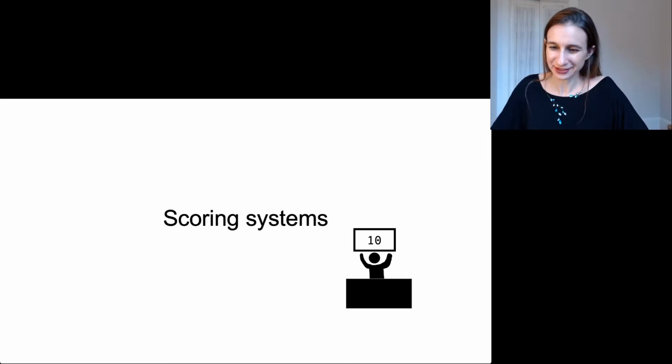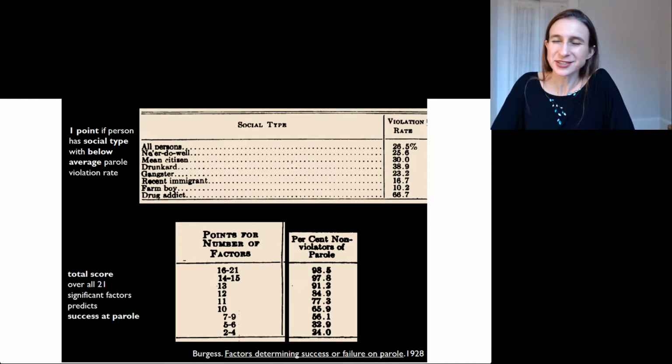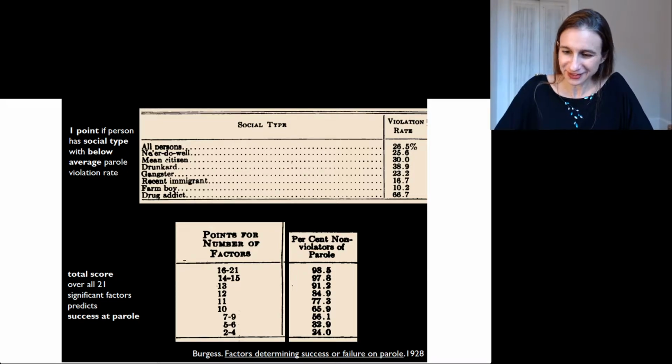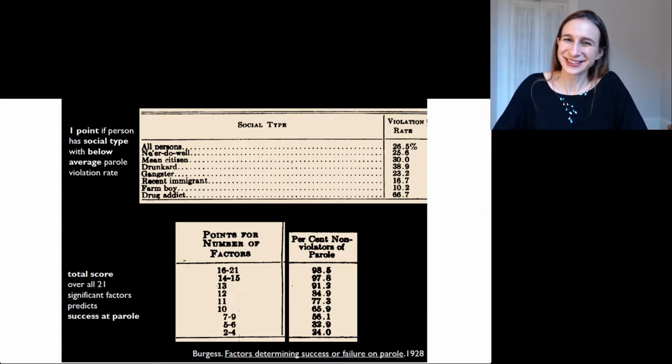So the next topic is scoring systems. And scoring systems have been used for about 100 years in criminal justice. This is the Burgess model from 1928, and it's pretty funny. So it would add up points for various aspects of your criminal history and then translate into some risk of success or failure on parole. Obviously, this isn't a machine learning model. It's not data-driven exactly. And they grouped people into interesting categories like mean citizen and ne'er-do-well and recent immigrant.